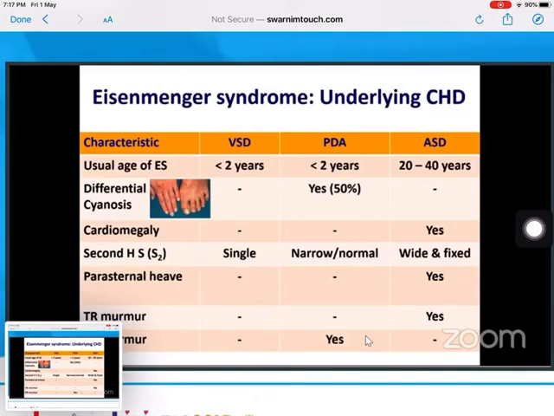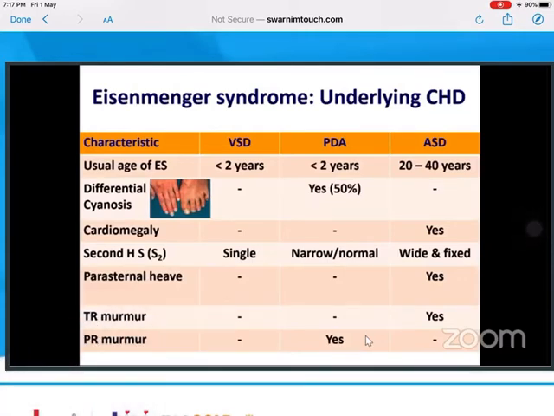So I think this table just highlights some of the points. The age of onset is earlier in VSD, PDA. It is much later, as I told you, for ASD. And differential cyanosis.